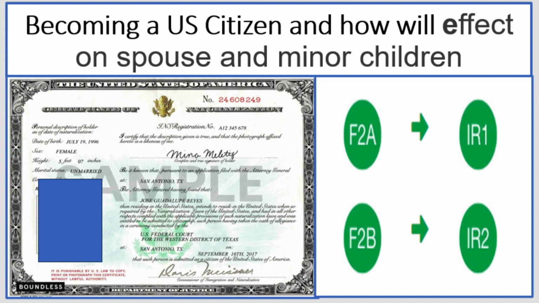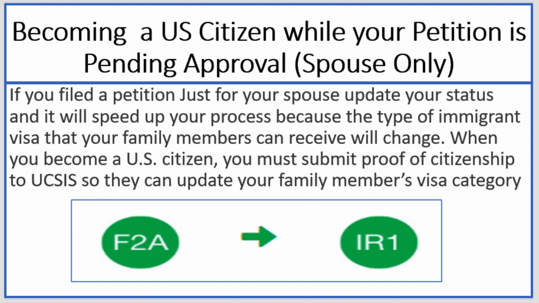So now, let's assume that you become a US citizen while your petition is pending approval. We're gonna talk about the spouse only first. If you filed the petition just for your spouse, update your status as soon as possible because it will speed up your process, because the type of immigrant visa that your family members can receive will change. When you become a US citizen, you must submit proof of citizenship to USCIS so they can update your family members' visa category. So for your spouse, as I said, it's going to go from F2A to IR1. It's good. So how are we gonna do that?